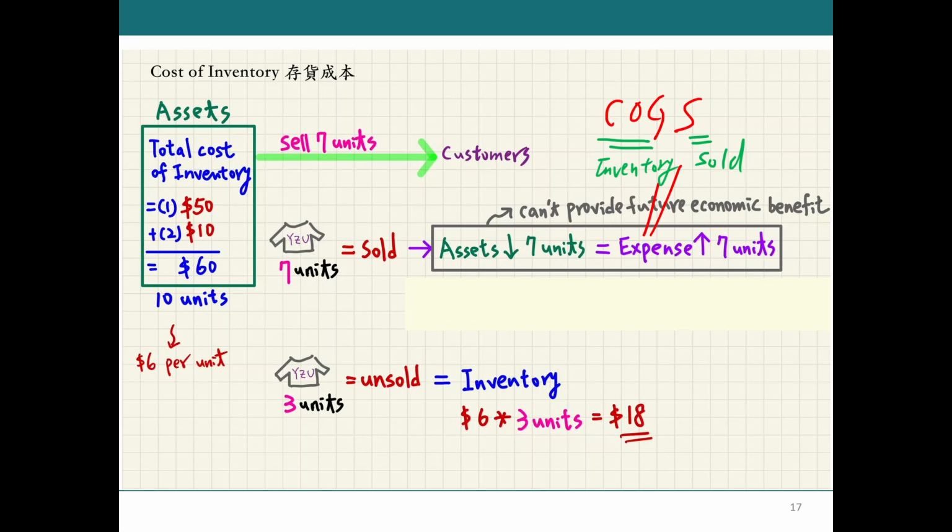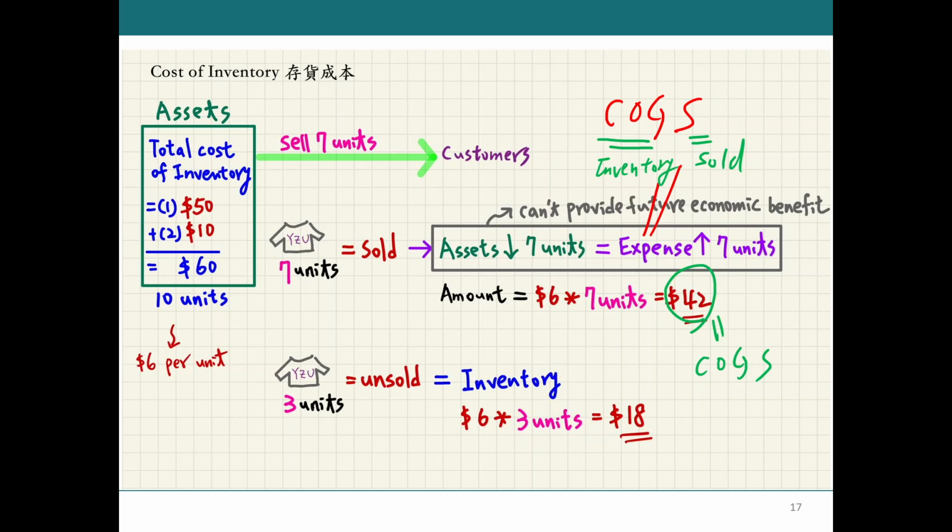But we are finance and accounting guys, so try to make it become money, okay? So 7 units, how much? Each one, $6. So totally $42 is our cost of goods sold, okay? So the total amount, this is our cost of goods sold. Okay? That's from last week.